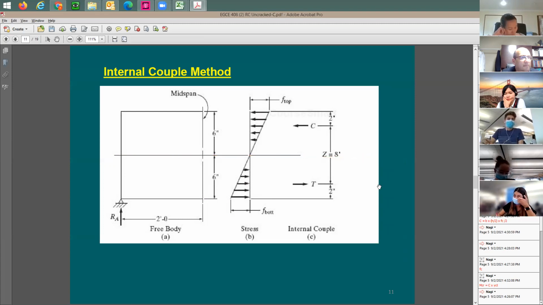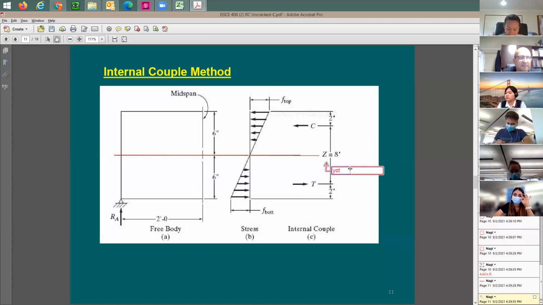Where is this force concentrated? I'm going to say it's considered at 1/3 of 6 inches, which means 2 inches. And this distance here is also 2 inches. The distance between the tension and compression is going to be equal to 12, subtracting 2 inches on the top and 2 inches on the bottom, which is 8 inches. This Z distance, you may also call it Y sub CT, the tension to compression distance. Okay, good.